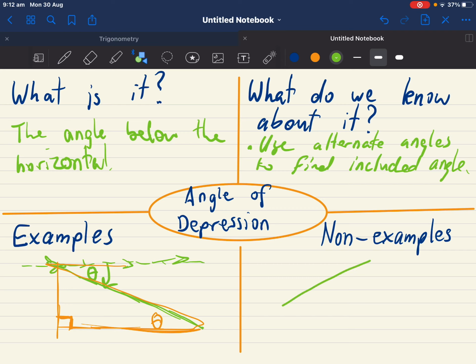All right, my non-example for an angle of depression, I could just do the same sort of thing I did for the angle of elevation. Have an angle, it looks okay-ish, but the issue is there's no horizontal. So although this angle here is the angle below this line, since that line wasn't horizontal, this is not an angle of depression, it's just a normal angle.